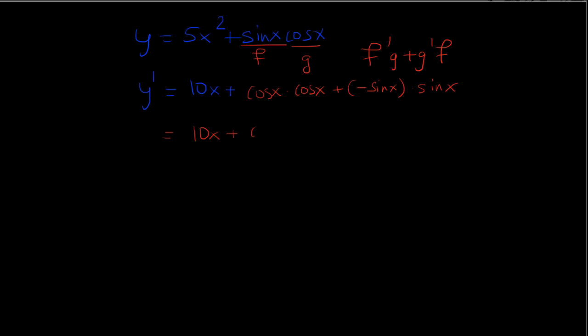Cosine times cosine is cosine squared. Negative sine times sine is negative sine squared. We have 10x, and cosine squared minus sine squared can be simplified to cosine 2x. And that concludes the derivative.